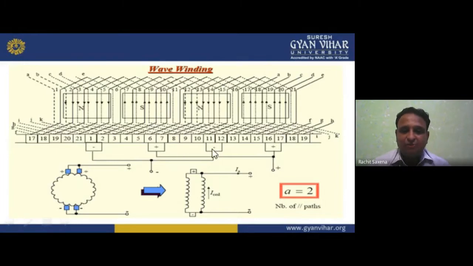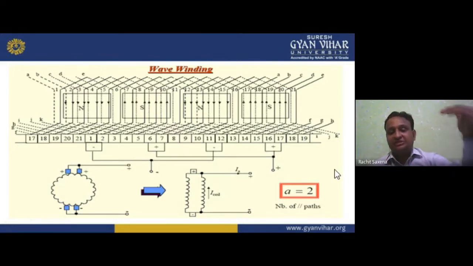Similar to that, wave winding is like this. We are making positive, positive and negative, negative. Now they are in series connections. But in series we have two, one and two. So we have the first part and then the second part, first and second in series. I hope you understand about lap and wave.